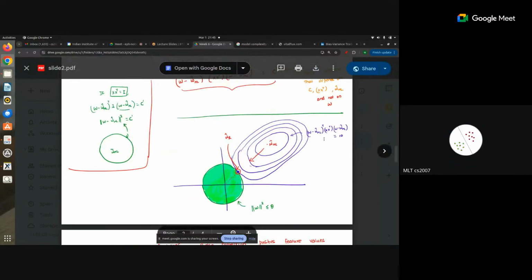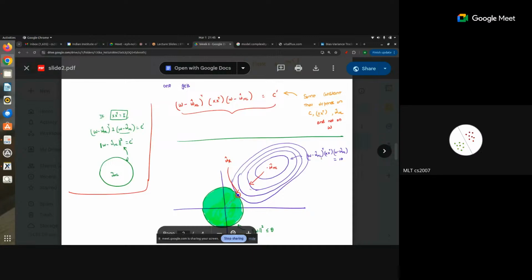Because this ellipse is W minus W hat ML, transpose X transpose X, into W minus W hat ML, equals some constant. These are actually giving you how this ellipse will start. The minor axis and the major axis will depend on this. But okay, we'll discuss it at some point later.